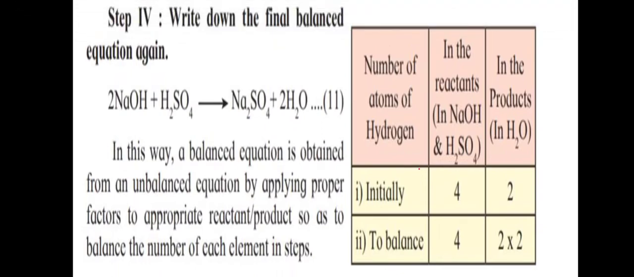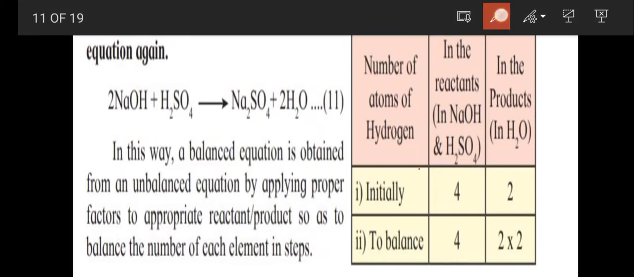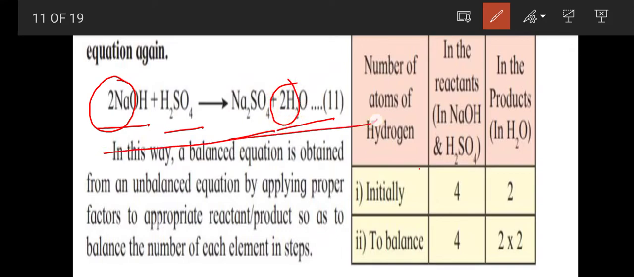Now the next step is to write down the final balanced reaction. That means the final balanced reaction is 2NaOH plus H2SO4 gives Na2SO4 and 2H2O. That means the number 2 is attached to the reactant NaOH, and here also the number 2 is attached to the product side. That means finally the equation is balanced. If you see the number of atoms of sodium, hydrogen, sulfur and oxygen on the reactant side, it will be equal to the product side also.